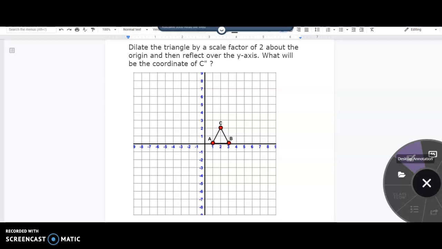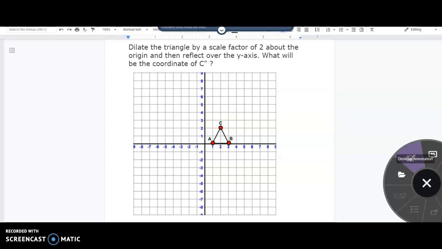Okay, class. So we will continue using GeoGebra. Now for your second assignment, this example that I'm about to do is for your second assignment. Okay. So we will continue with the compositions, and it says dilate the triangle by a scale factor of 2 about the origin, and then reflect over the y-axis. What will be the coordinate of C, new C?